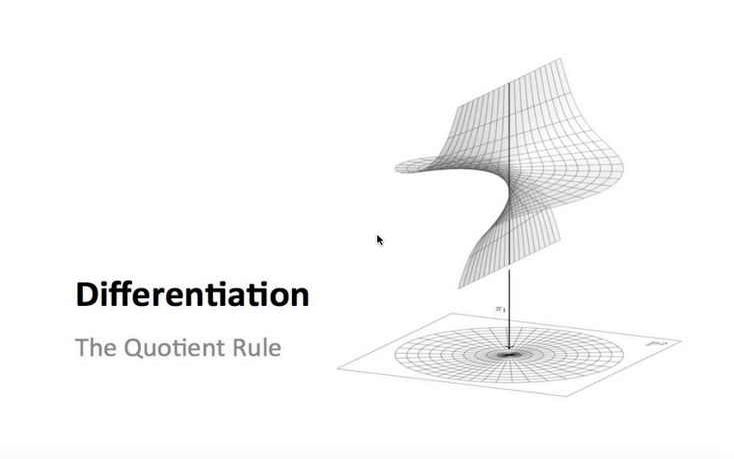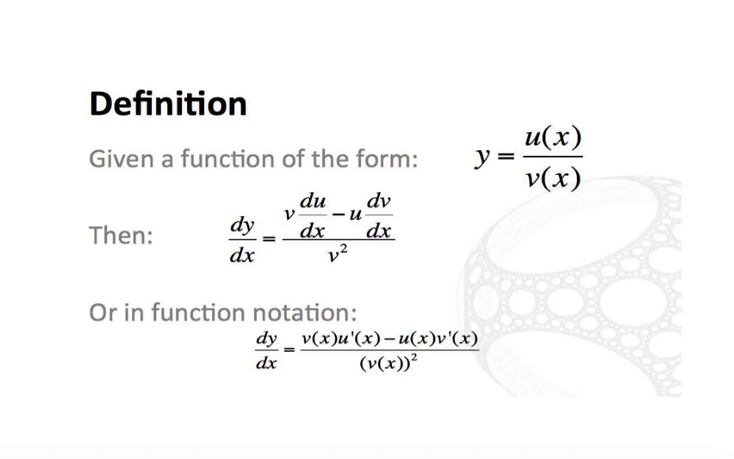So this is C3 differentiation, looking at the quotient rule. The quotient rule is defined as follows. If we're given a function of the form y equals some function u of x divided by some function v of x, then dy by dx is defined as v times du by dx minus u times dv by dx all over v squared.